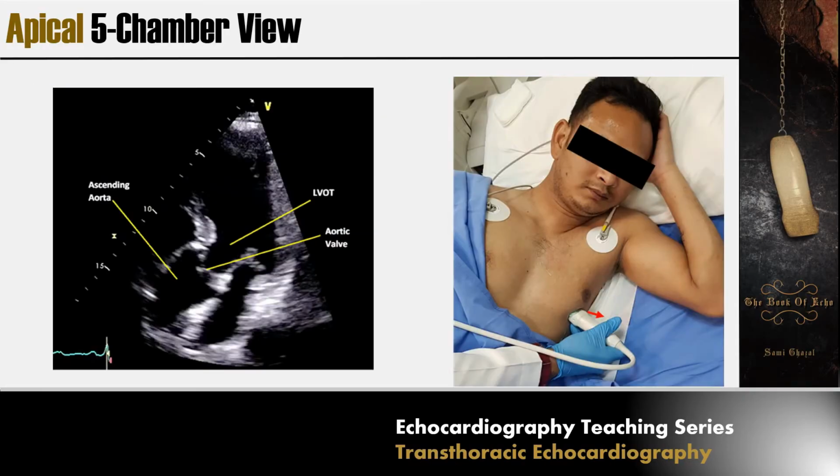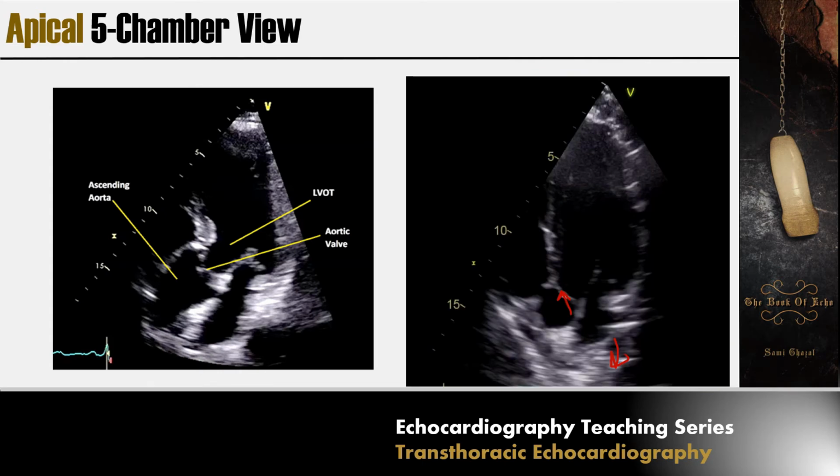From the apical 4-chamber view, now we have to angulate the beam a little bit anterior toward the chest wall. So you move the probe a little bit down, so you direct the beam up or more anterior. By doing that, you will get the apical 5-chamber view, which is this one.